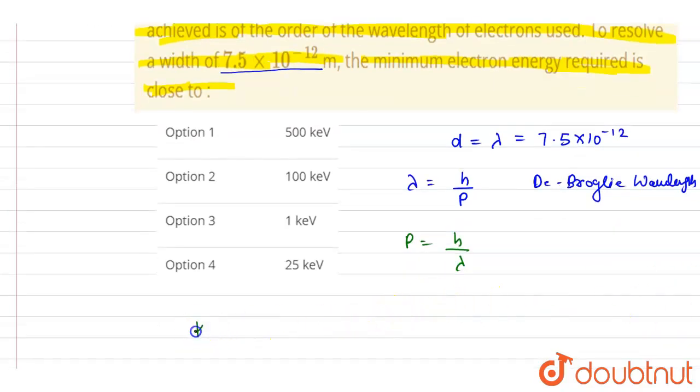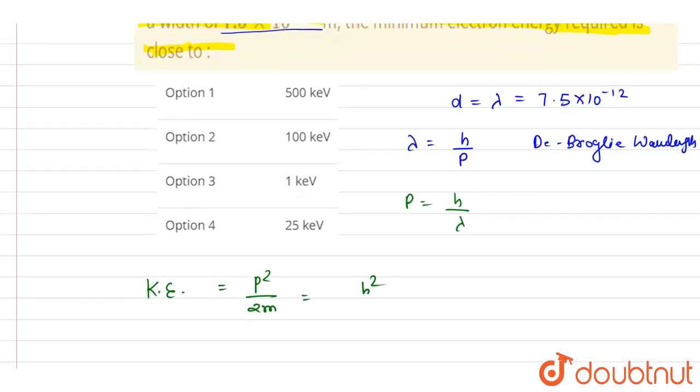Now if you see, I will write down kinetic energy is equal to p square by 2m, momentum square by 2 times the mass, so it is h square by 2m lambda square. So you can just put the value, right?